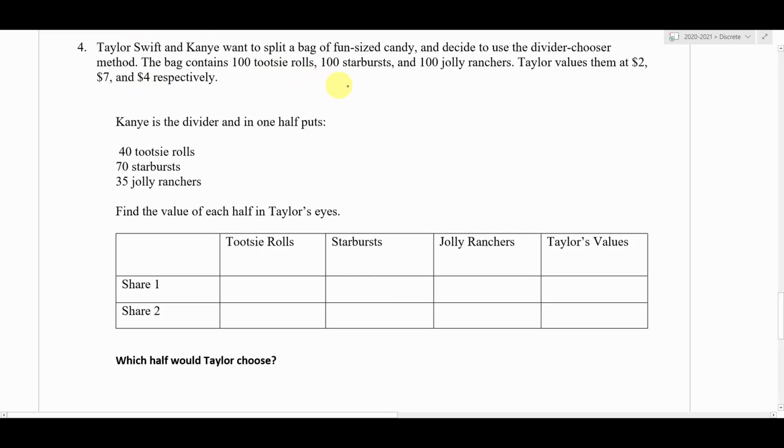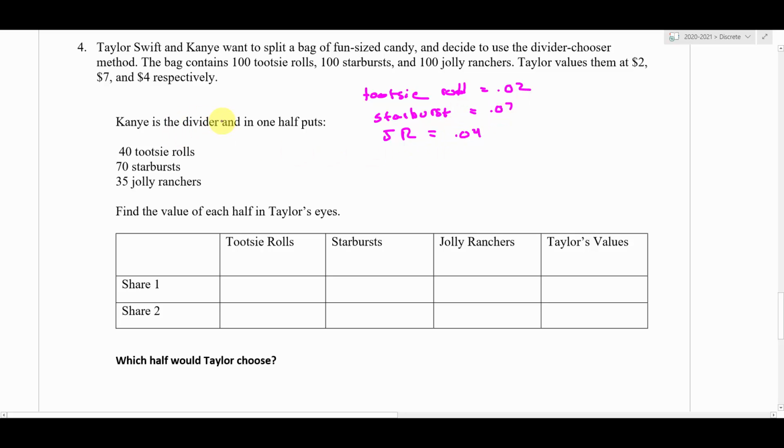Okay. So what that tells you is that a Tootsie Roll is equal to 2 cents, because you would take $2 divided by 100, so each individual Tootsie Roll is worth 2 cents. Likewise, a Starburst is going to be worth 7 cents. And a Jolly Rancher is going to be worth 4 cents. This will come in handy later.